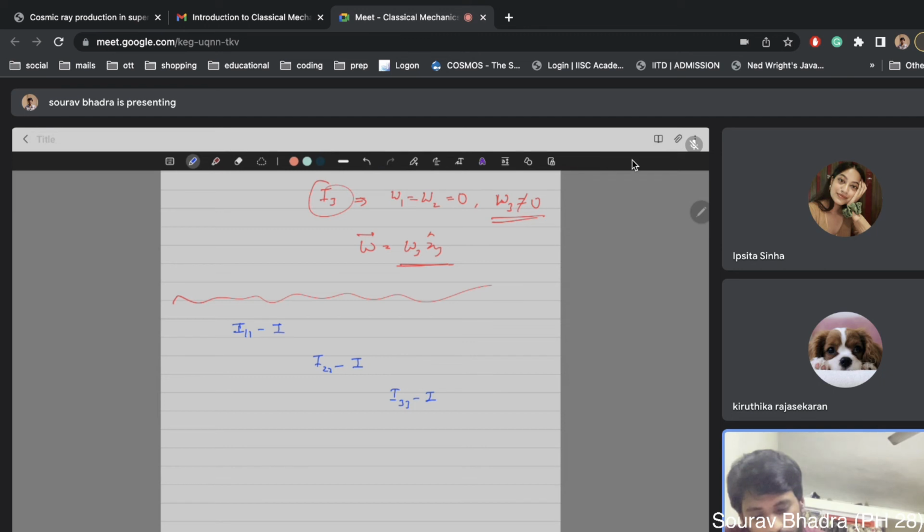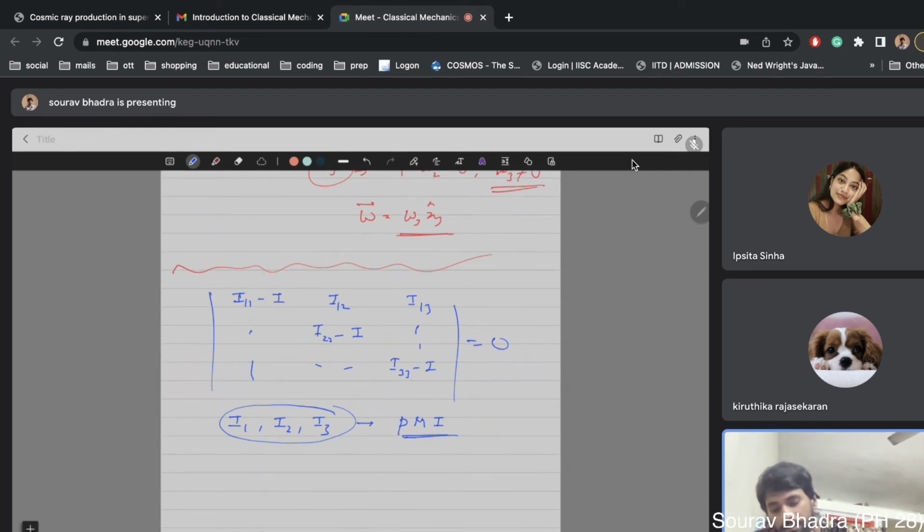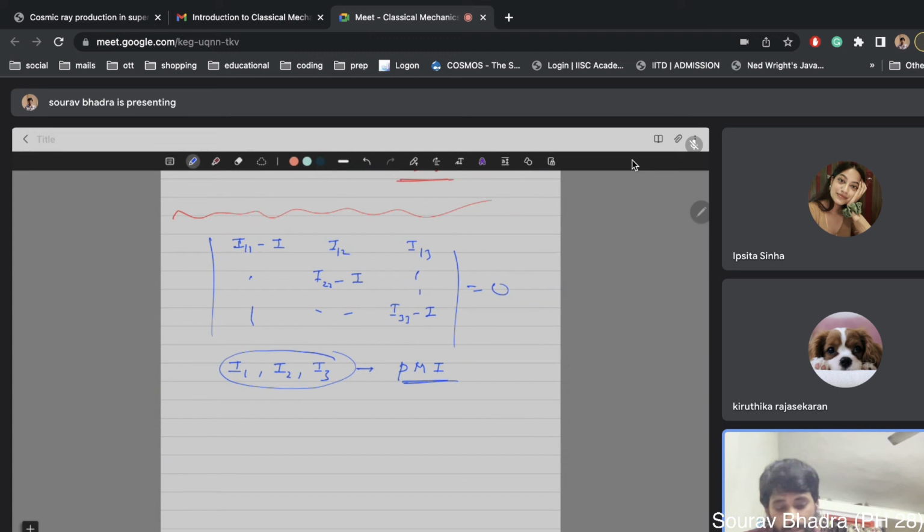It is not 0, okay. So I1, I2, I3 and all those terms. Just solve this equation, which will give you three values of I1, I2 and I3, and these three values are exactly your values of principal moment of inertia. Now just substitute that value in this equation.